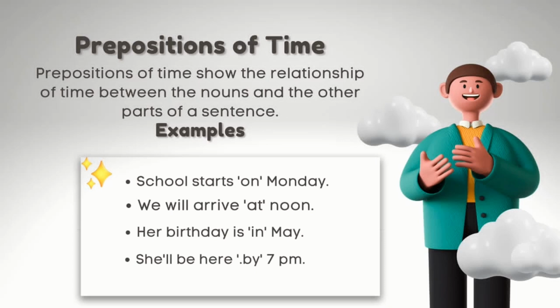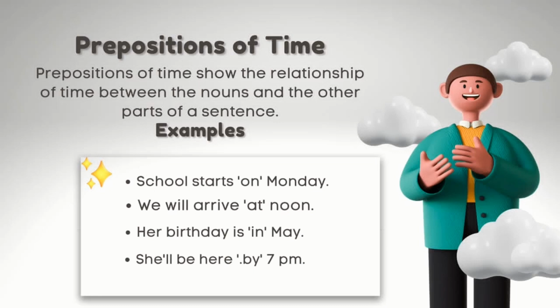At shows an exact time. We will arrive at noon means we're not going to arrive at another time of the day or around another time of the day, but exactly at noon. She will be here by 7 p.m. indicates around 7 p.m., not exactly. But we will arrive at noon indicates that we will be here at exactly noon. So those are the differences between the two prepositions of time, at and by.